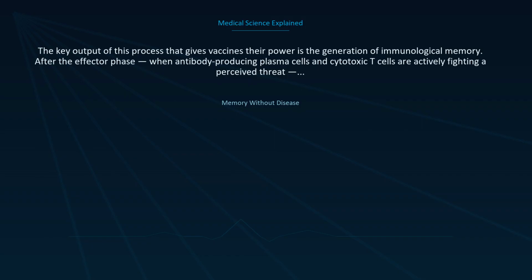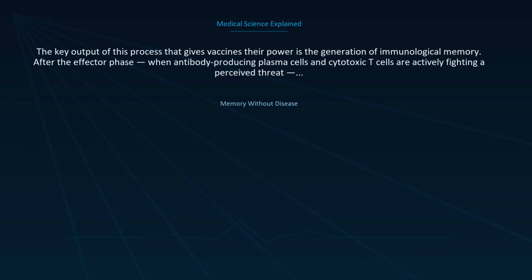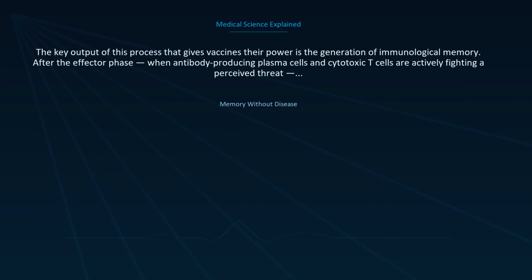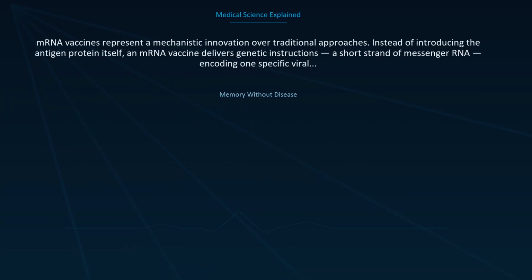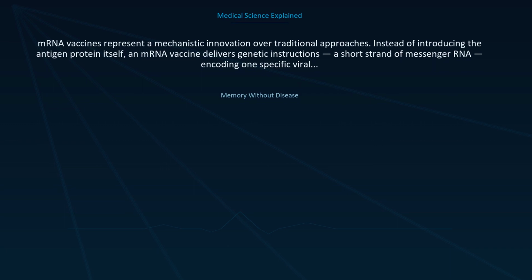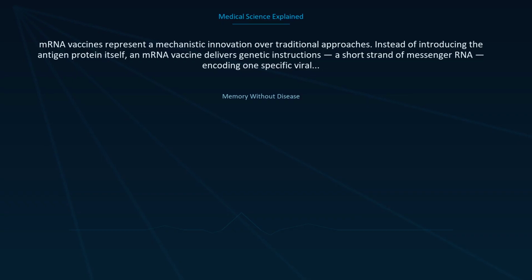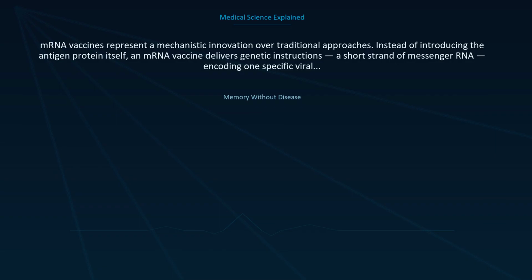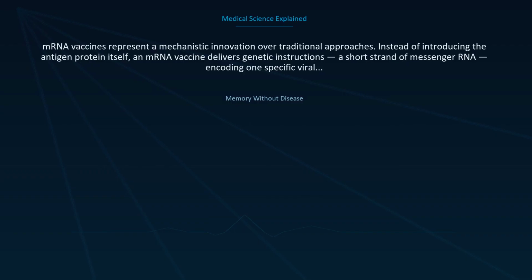mRNA vaccines represent a mechanistic innovation over traditional approaches. Instead of introducing the antigen protein itself, an mRNA vaccine delivers genetic instructions, a short strand of messenger RNA, encoding one specific viral protein, typically the spike protein of SARS-CoV-2. The mRNA is packaged in lipid nanoparticles that fuse with the membranes of cells at the injection site, releasing the mRNA inside. The cell's own ribosomes read the mRNA and translate it into the viral protein, which is then displayed on the cell surface or secreted.